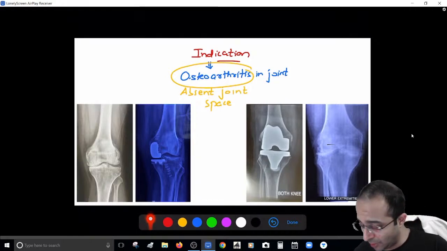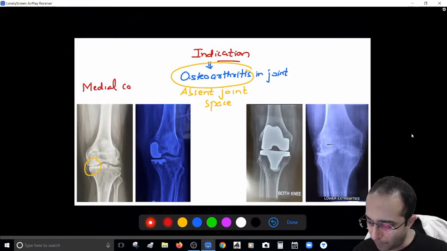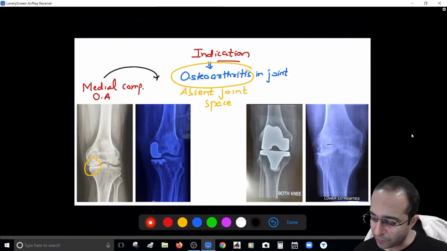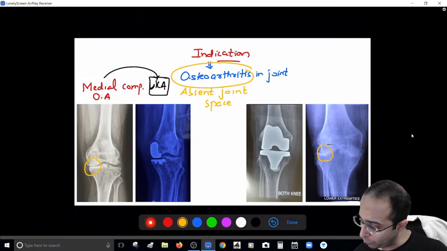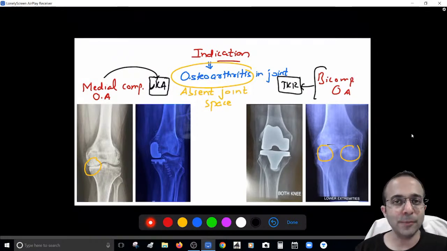So I hope you can see very well here. It is only the medial joint space that is involved. So this is exclusively a medial compartment osteoarthritis in the knee. And I think now I can fairly tell you that this will be an indication for a unicondylar arthroplasty at the knee. Single compartment can be replaced. But if you see this picture, both medial and lateral joint spaces are gone. So this is a bicompartmental osteoarthritis at the knee. So this will be the indication for a total knee replacement surgery and not a unicondylar knee replacement surgery.